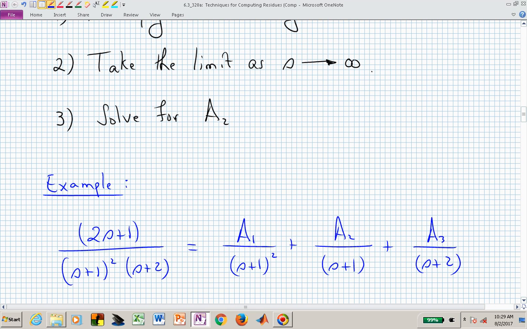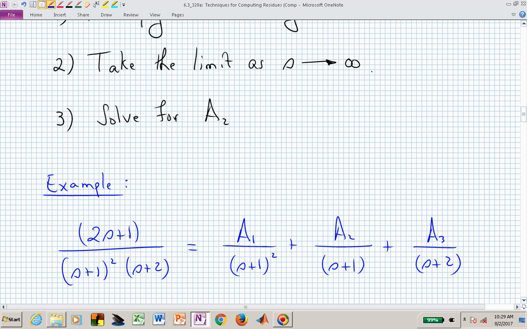So suppose we have now 2s plus 1 over s plus 1 squared times s plus 2, and we now say that's equal to the partial fraction expansion. We have one term associated with the s plus 1 squared factor. We have another term associated with the s plus 1. And we have a third term, which is all the terms that we're going to have associated with the s plus 2. Again, this is strictly proper, so we can go ahead and immediately find the partial fraction expansion.